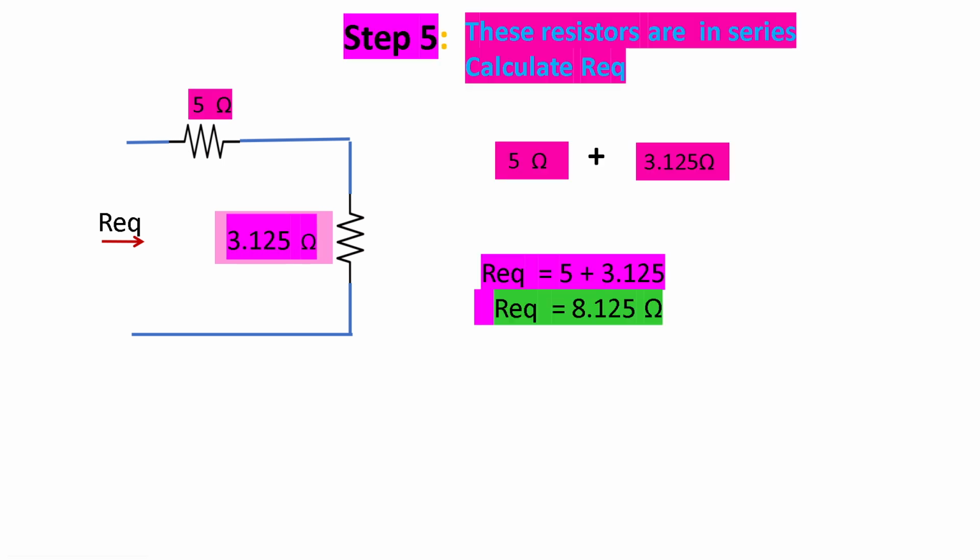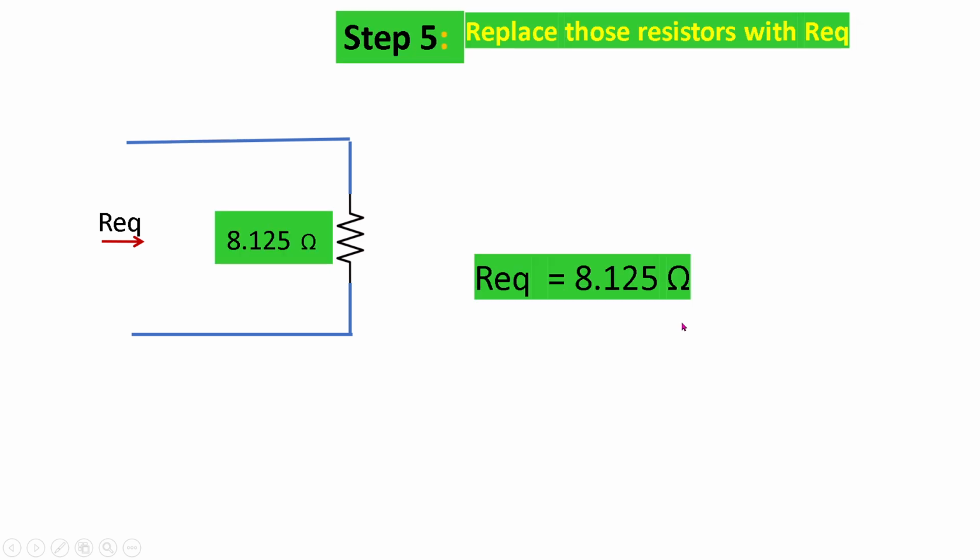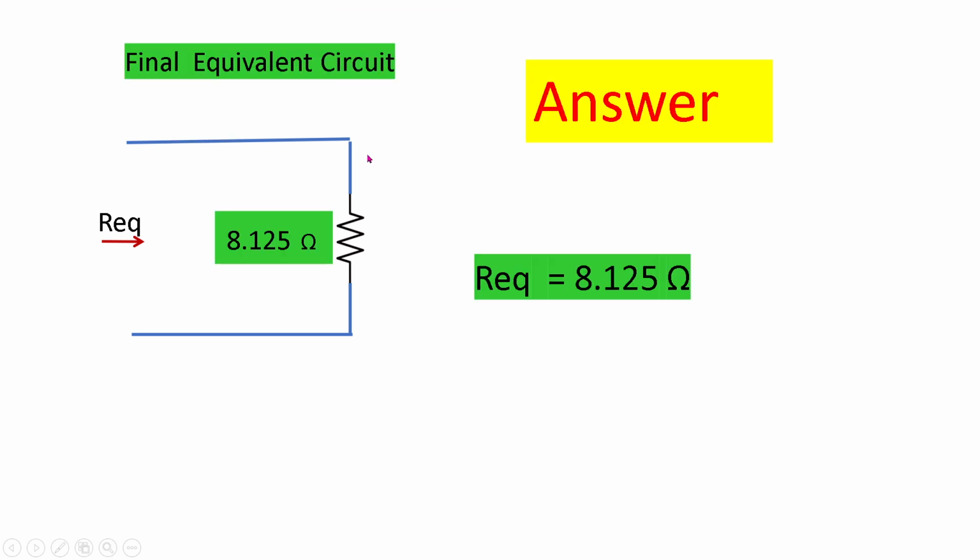Okay, so we are moving on to step 5, in which we need to find the equivalent of these two. So these two resistors are connected in series because the same current will be flowing through these two resistors. So we just have to sum them up. So we get the value as 8.125 ohm. So this is the final modified circuit or final equivalent circuit in which we have an equivalent value of 8.125 ohm. So this is our answer. Hope you have understood. Thank you for watching.